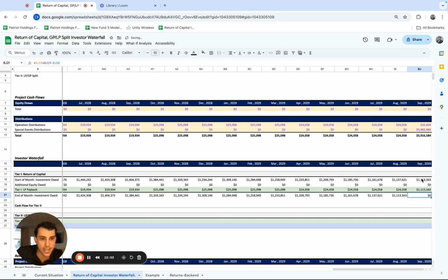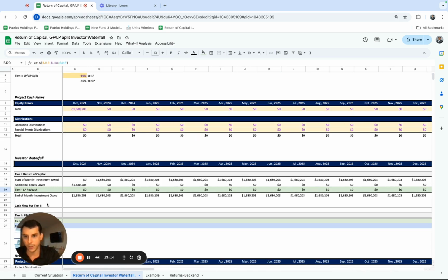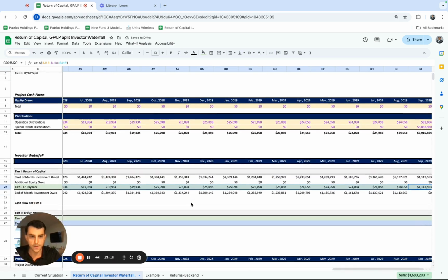Okay, now you can see how this is working. We started September owning $1.1 million. We had this large exit of almost $5.9 million in cash. But in regards to that $5.9 million, only 1.1 is going to be going towards this tier. And that gives us an end of month balance of zero, which is what we're looking for. So let me drag this all the way back over here. Okay. So now we're good.